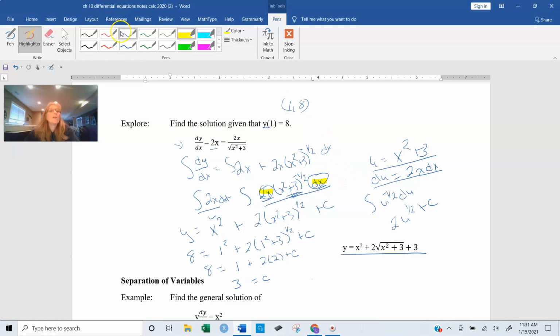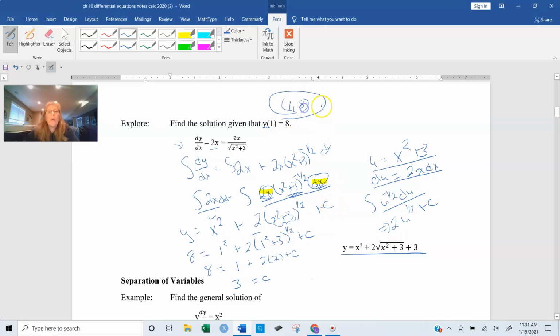So now you do the antiderivative of the x squared plus 3 to the negative 1/2. So this is u to the negative 1/2 du. Well, u to the negative 1/2, you add the 1, giving us 1/2, dividing by 1/2 or multiplying by 2. So this is where we got the 2. We replaced u with x squared plus 3 to the 1/2 plus c.